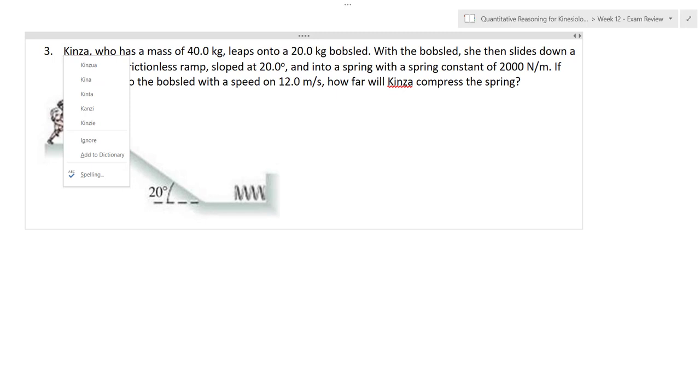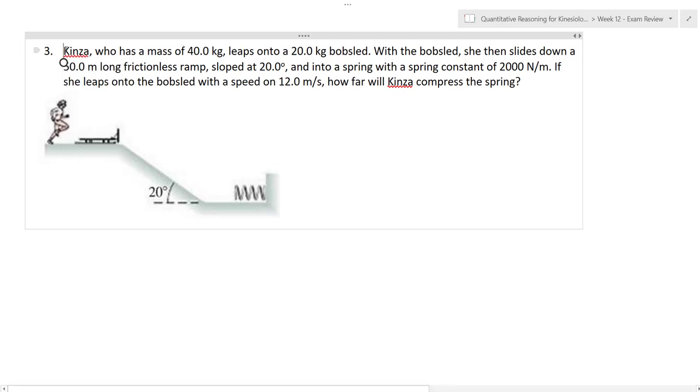Question 9: Kinza, who has a mass of 40 kilograms, leaps onto a 20 kilogram bobsled. With the bobsled, she then slides down a 50-meter long frictionless ramp sloped at 20 degrees and into a spring with a spring constant of 2,000 newtons per meter. If she leaps onto the bobsled with a speed of 12 meters per second, how far will Kinza compress the spring? All right, so this is a pretty complex problem.